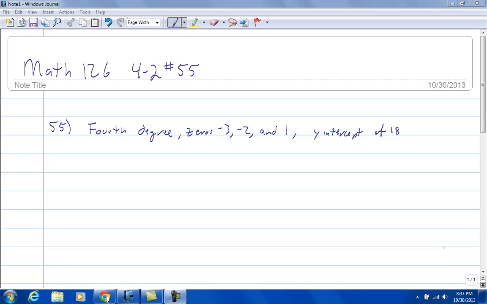Hello, this is number 55 from 4.2, and this is where we get to construct a polynomial. So it's going to be a fourth degree, and we're told zeros are -3, -2, and 1, with a y-intercept of 18. Okay, so you might notice right off being fourth degree but having 3 zeros. That means one of these has to be a double zero, and it's really your pick.